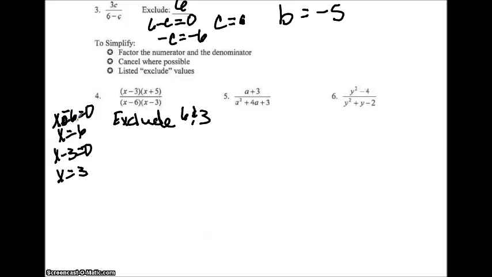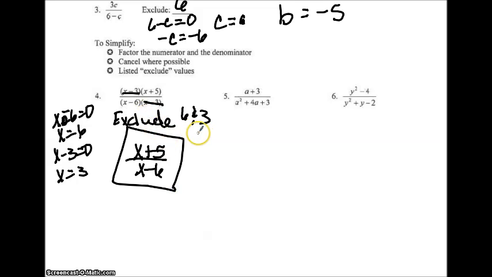Then you want to cancel. In order to cancel, it has to be exactly the same in the top and the bottom. So x minus 3 and x minus 3 are the same. They cancel, and it leaves me x plus 5 over x minus 6. So this is my answer, but don't forget to tell us to exclude 6 and 3.